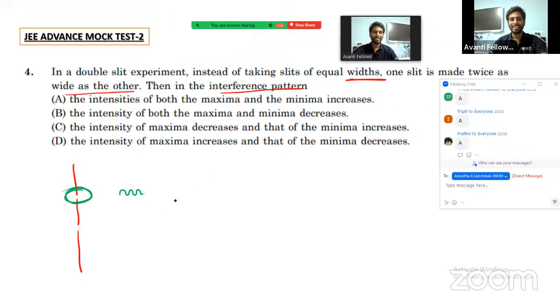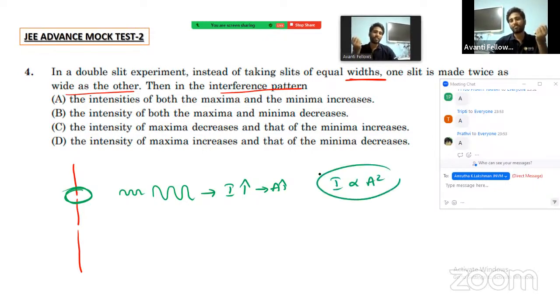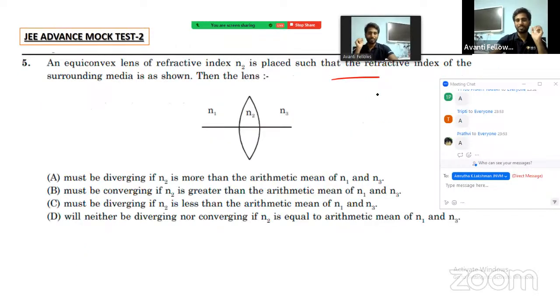Now, if the width is increased, it means the amplitude of the wave also increases, right? If amplitude increases, क्या होता है? Intensity also increases, because intensity is directly proportional to the square of the amplitude. So the correct answer will be: the intensity of both maxima and minima will increase. Done? Okay. Good.